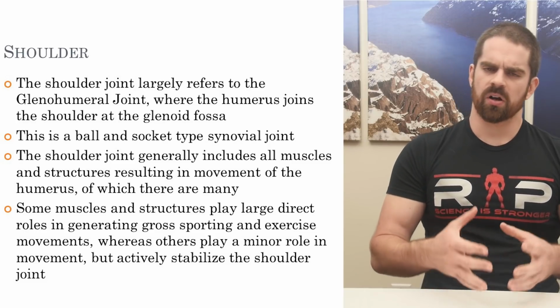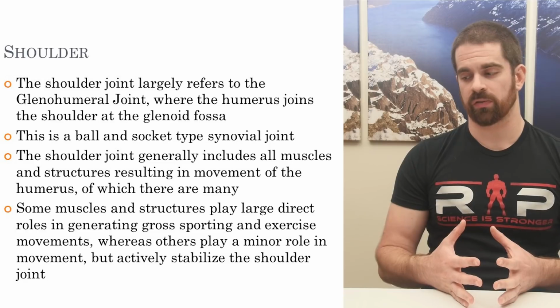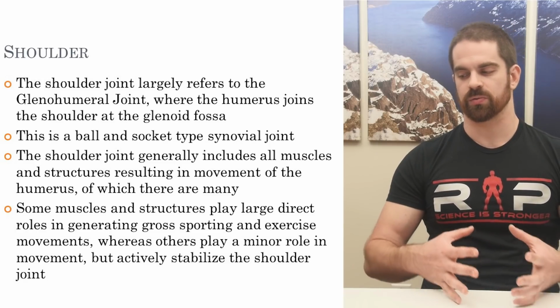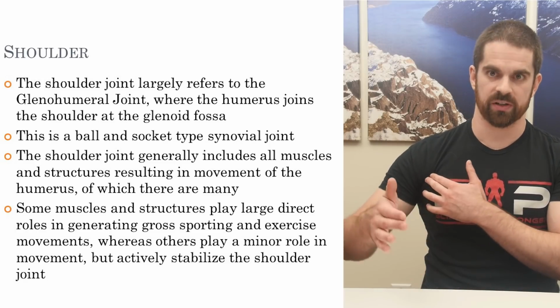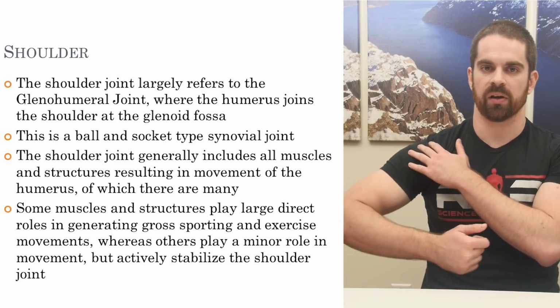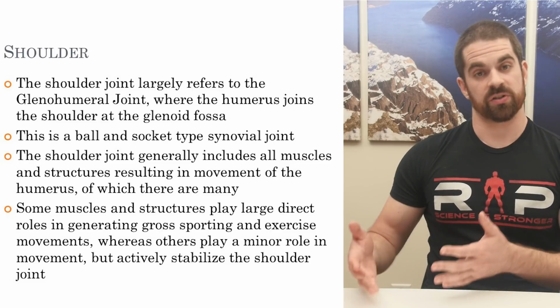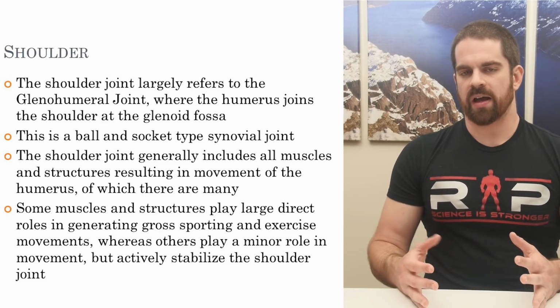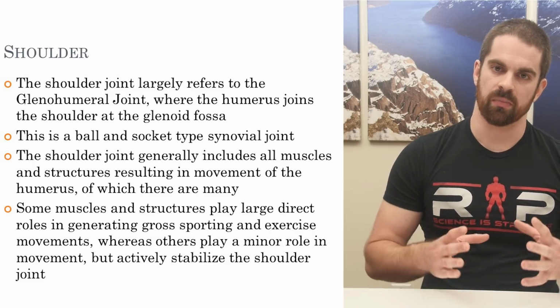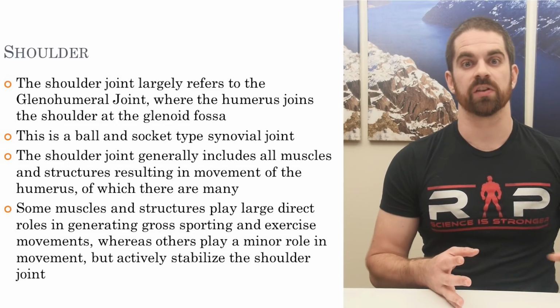So when we're talking about the shoulder joint, we're generally referring to all the muscles and structures resulting in movement of the humerus, which is that main meaty arm bone up here, right? So generally anything that's going to act directly on the humerus, which there are many. So we know that there are a number of different muscles and structures involved in moving the humerus.